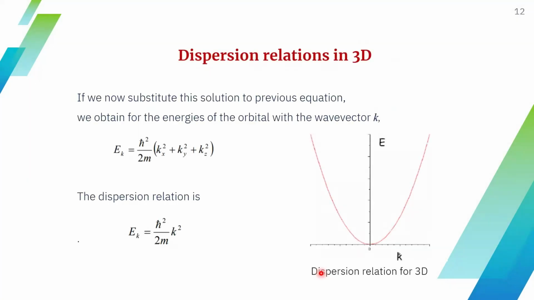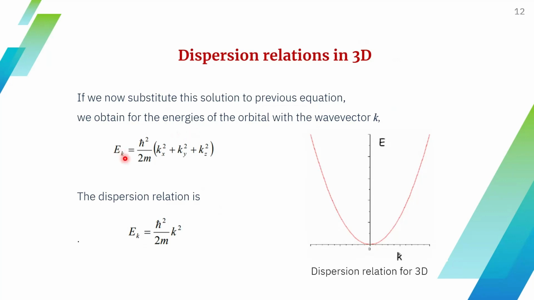Now, coming to the dispersion relation in the case of 3D, if we substitute this equation into the previously derived equation, we obtain the energies of the orbital with the wave vector k.